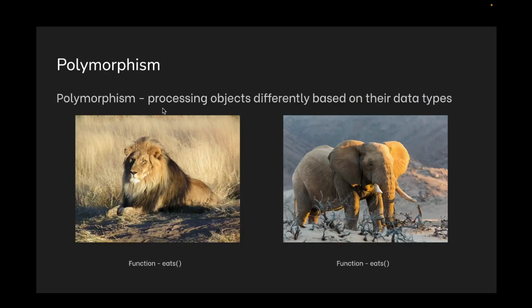So in that case, we're processing the object differently based on their data types, because if you call lion.eat or elephant.eat or human.eat, they will all do different things, right? Because we define them to do different things based on what each of them eats. That process is called polymorphism, because those three things will do different things even though they have the same function name. So yeah, that's a powerful concept of object-oriented programming.